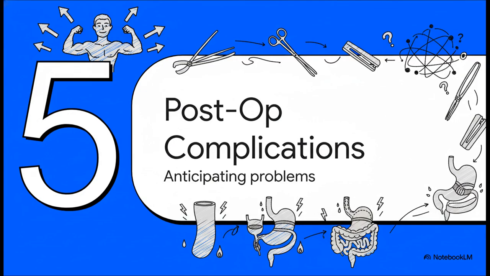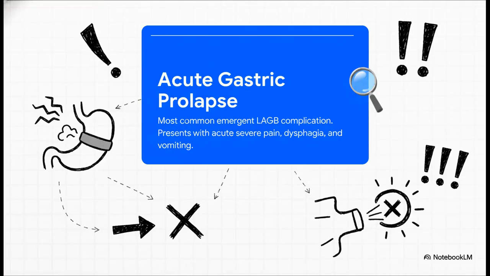Okay, the operation's done. But you're not off the hook yet. A great surgeon is always thinking ahead, anticipating what could go wrong. So let's talk about that. Let's look at some common post-op complications you might see. Yeah, you don't see as many gastric bands these days, but you still have to know how to handle their complications. An acute gastric prolapse, this is a huge one. It's a true surgical emergency because that part of the stomach can lose its blood supply and die. The signs are classic: sudden, terrible pain, and they can't swallow a thing. You have got to spot this right away.